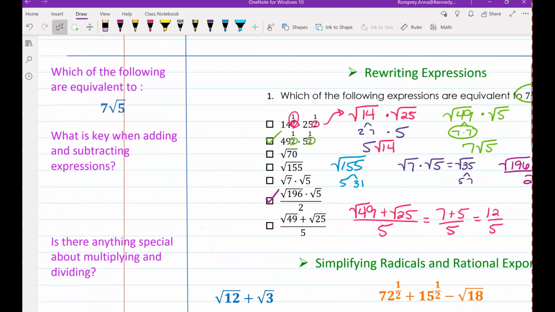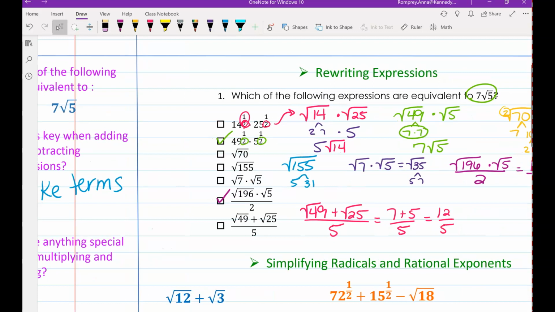What else did it say? What is key when adding and subtracting expressions? Well, what's key when adding and subtracting expressions? They gotta be like terms. Okay, if I'm gonna add something, I can't add the square root of 5 plus the square root of 7. They have to be like terms.